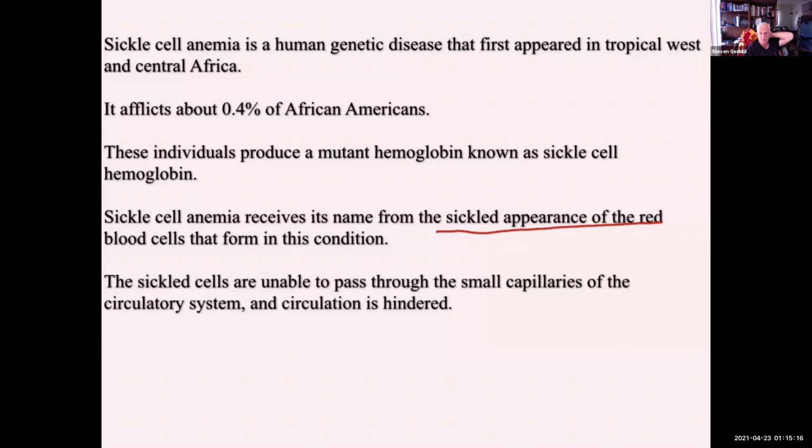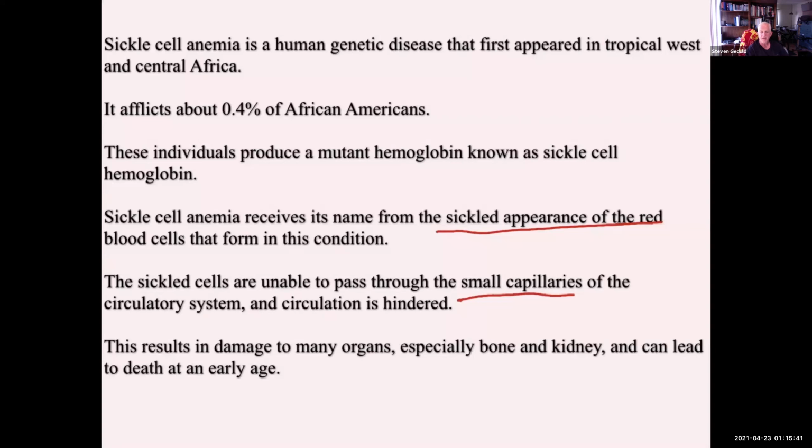The sickle cells are unable to pass through the small capillaries. Again, red blood cells are round and smooth. They can flow right through the capillaries. When you have that sickle shape, you got points, you got edges. They're going to dig in and they're going to block the capillaries. Okay? Circulation is going to be hindered. So they're not going to absorb oxygen correctly, and they're not going to pass through the body through the capillary system correctly. They're going to back it up. Okay? This results in damage to many organs like the bones, the kidney, and can lead to death at an early age. Okay? Because you're not oxygenating the organs that you need to.